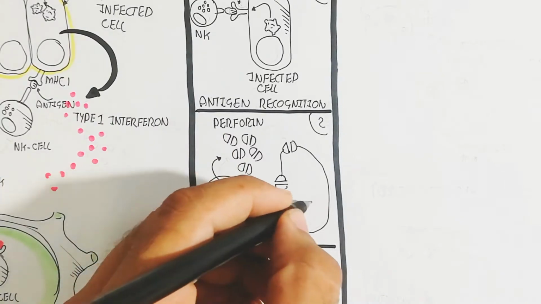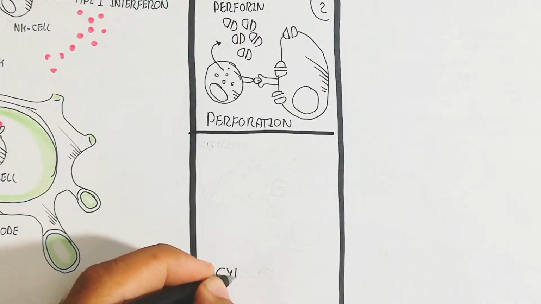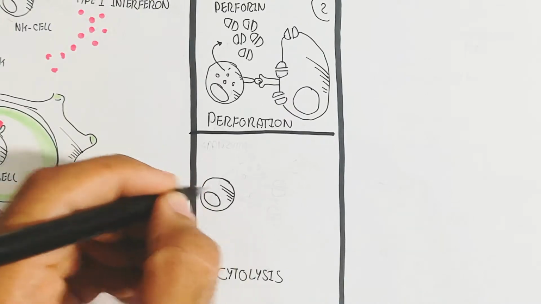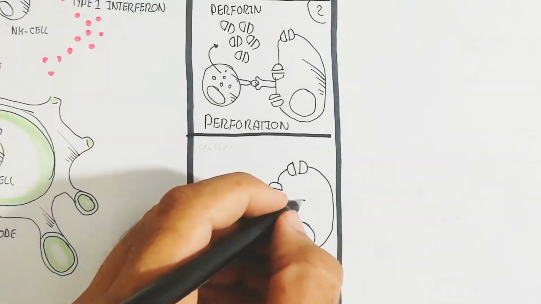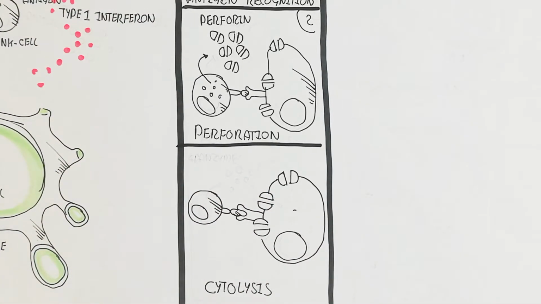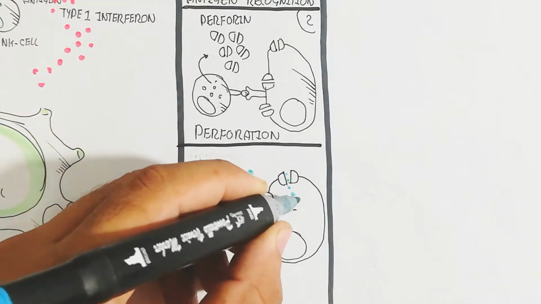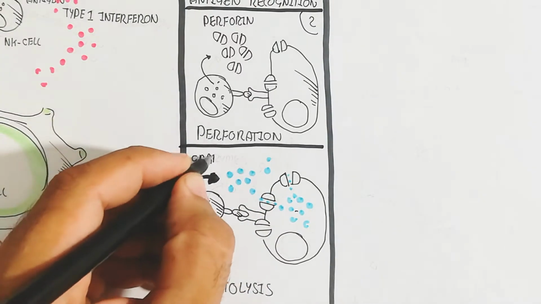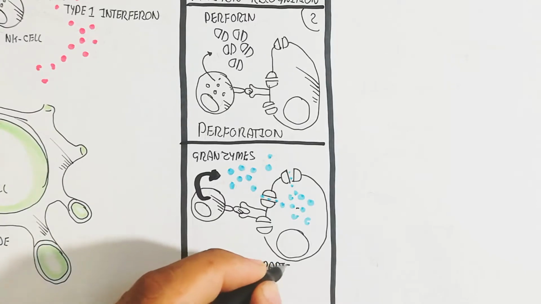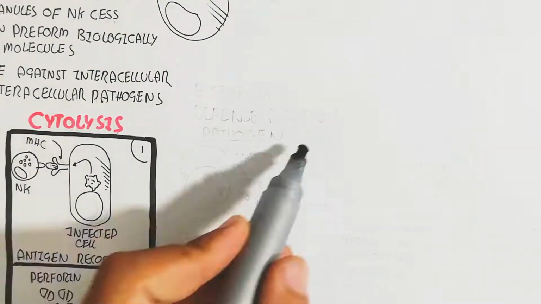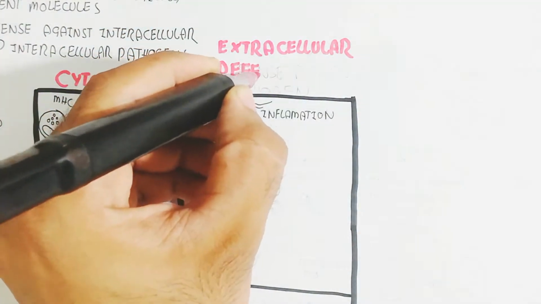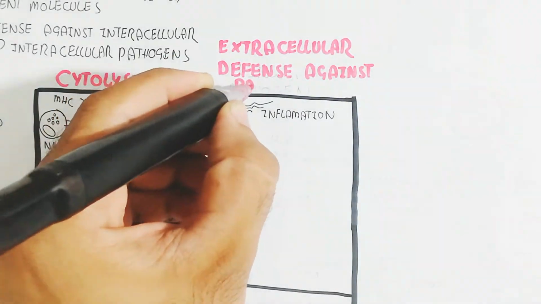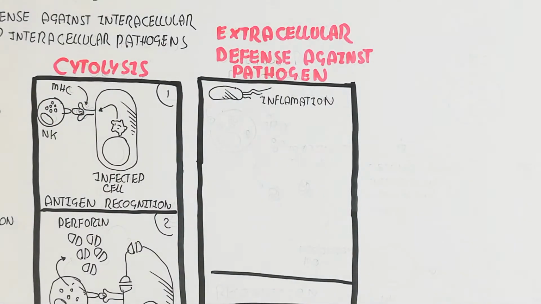After perforin fits into the plasma membrane, cytolysis occurs due to the production of granzyme. Granzyme is an enzyme that passes through perforin, because without perforin it is impossible. So first the perforin is produced, and second the granzyme from the natural killer cell, to kill the cell. This is known as apoptosis, or cell death. Anyhow, let's now understand the extracellular defense against pathogens.